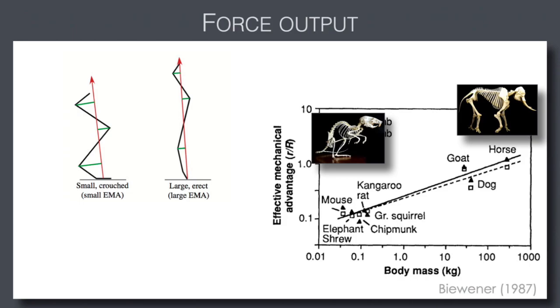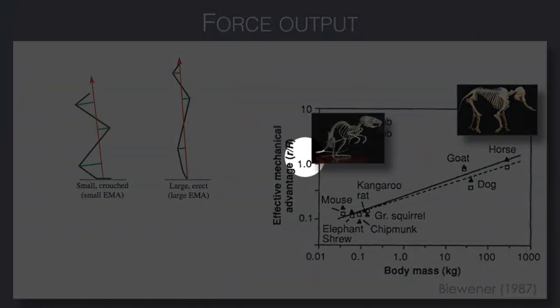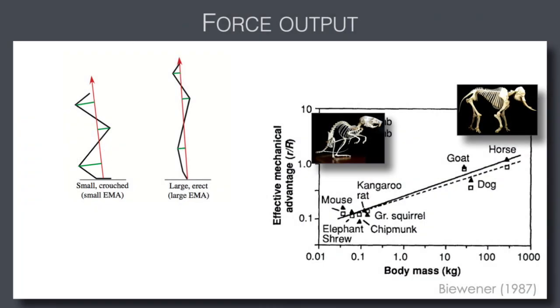The effective mechanical advantage shown right here is the in lever divided by the out lever, just like the regular mechanical advantage. If you make those big R's small numbers, then you get a larger effective mechanical advantage than what you have for a crouched posture.